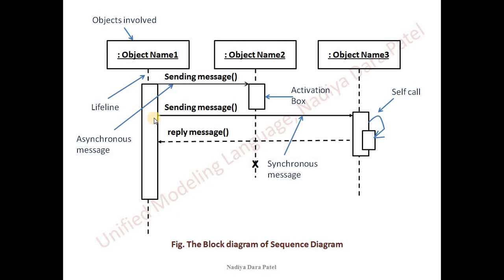Again, one more thing. I'm calling it one more thing every time, but there are many things to remember about the activation box. Say, for example, if I draw object 2's activation box as in till here, the sending messages and reply messages will need to bridge the activation box. So for simplicity, you can draw small boxes and make it flexible for you.